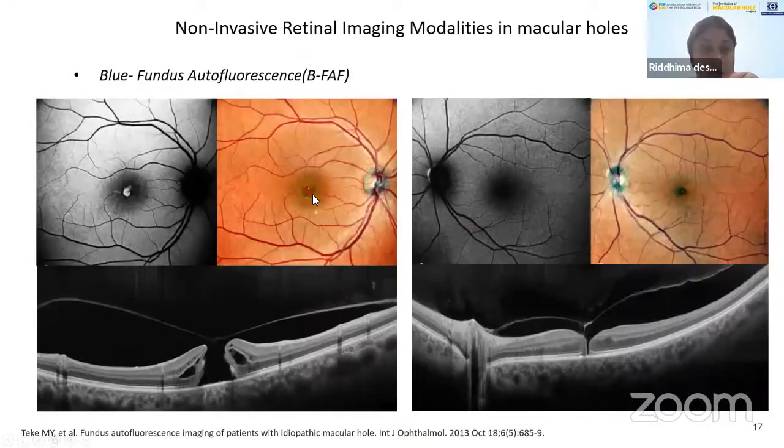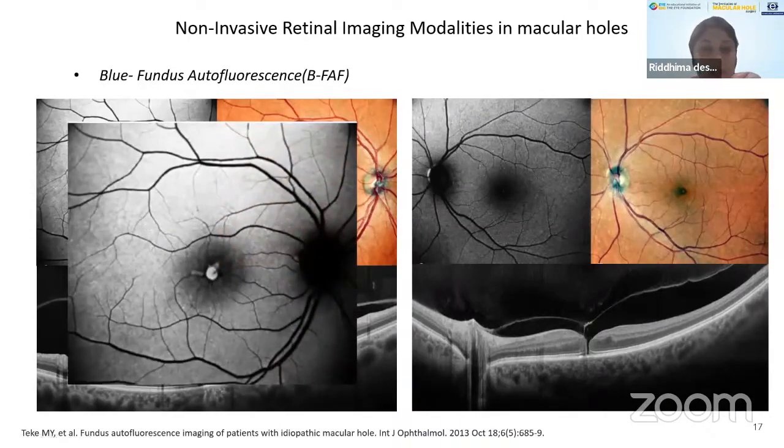Now in this image here, you can see a full thickness macular hole, and the corresponding OCT also shows a large full thickness macular hole. If you look at the blue fundus autofluorescence here, you can see a classical pattern where you have a central hyperautofluorescent spot that corresponds to the macular hole. This is surrounded by a hypoautofluorescent ring, and this is surrounded by a zone of relative hypoautofluorescence, where you can see these radiating dark striae.